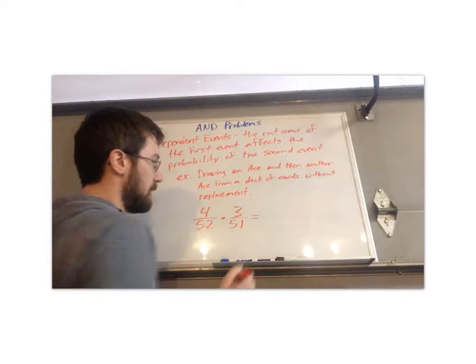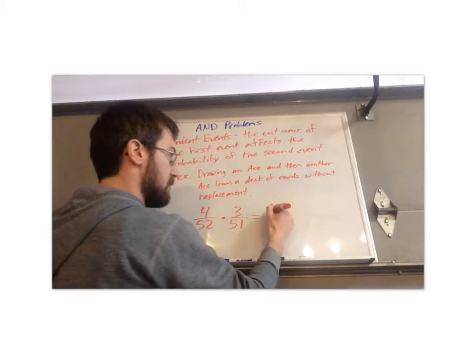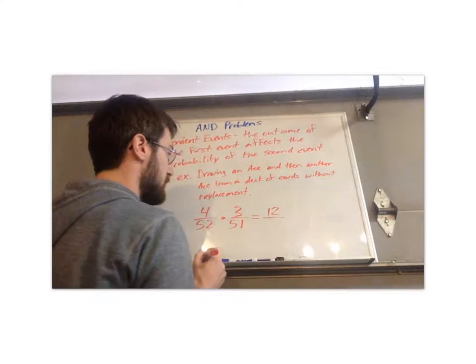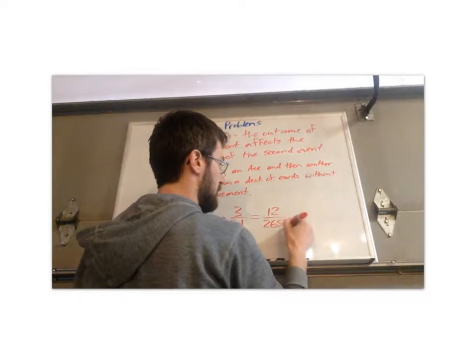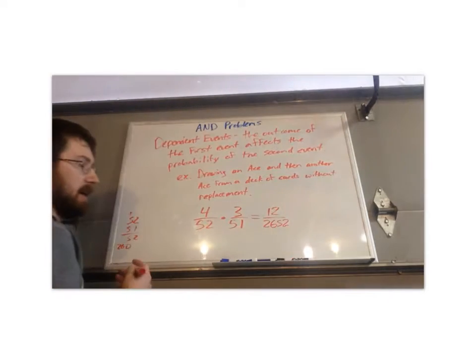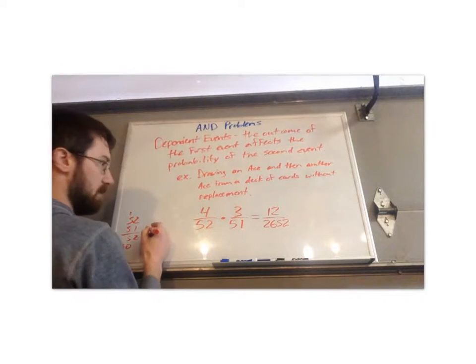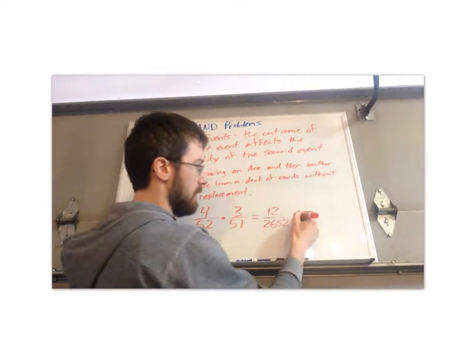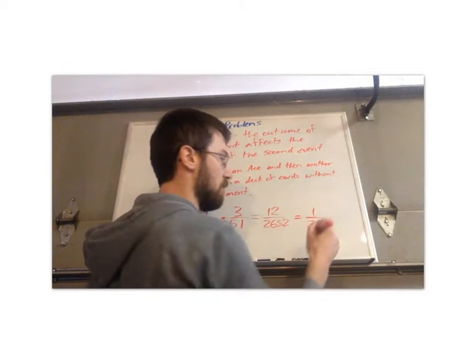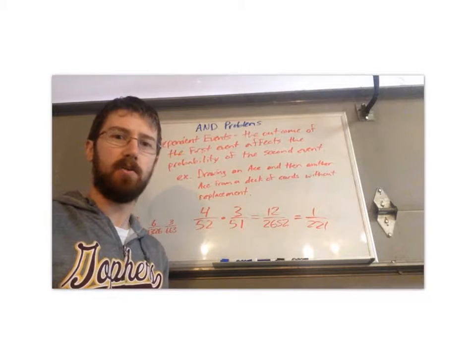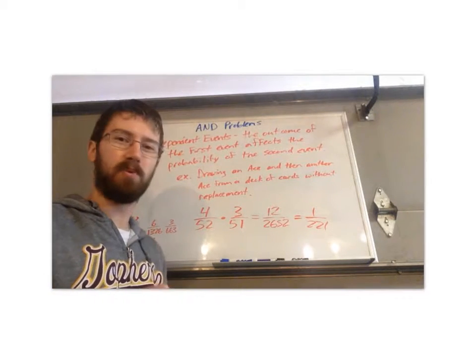So now when I multiply those, 4 times 3 is 12. 52 times 51 is 2,652, and this reduces down to 1/221.